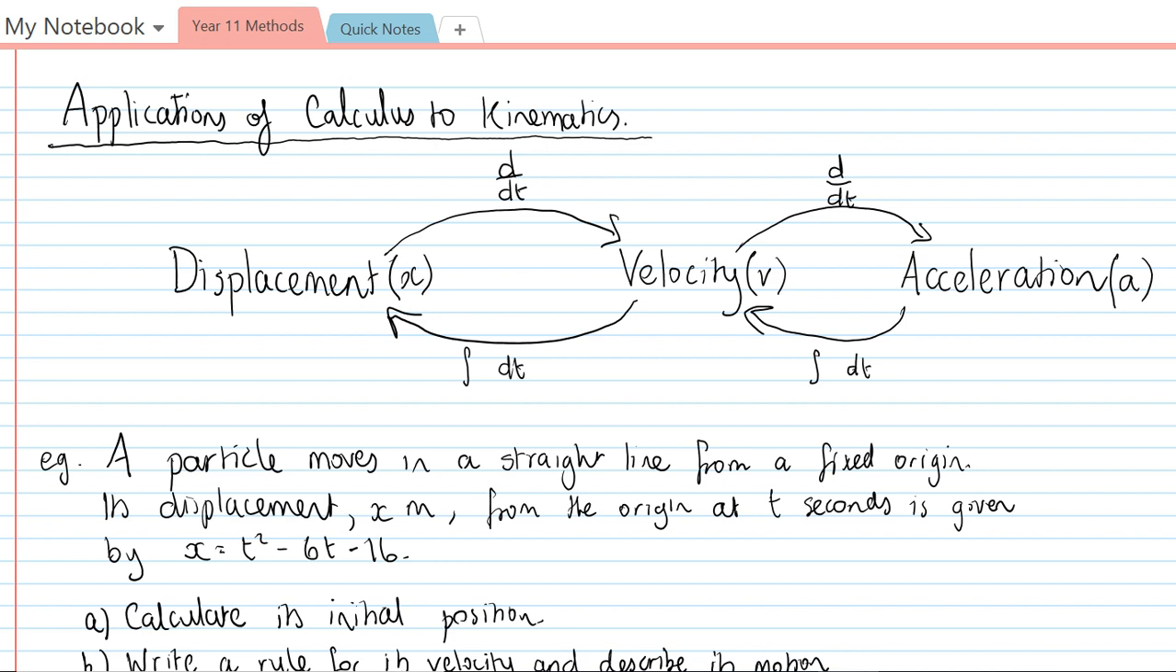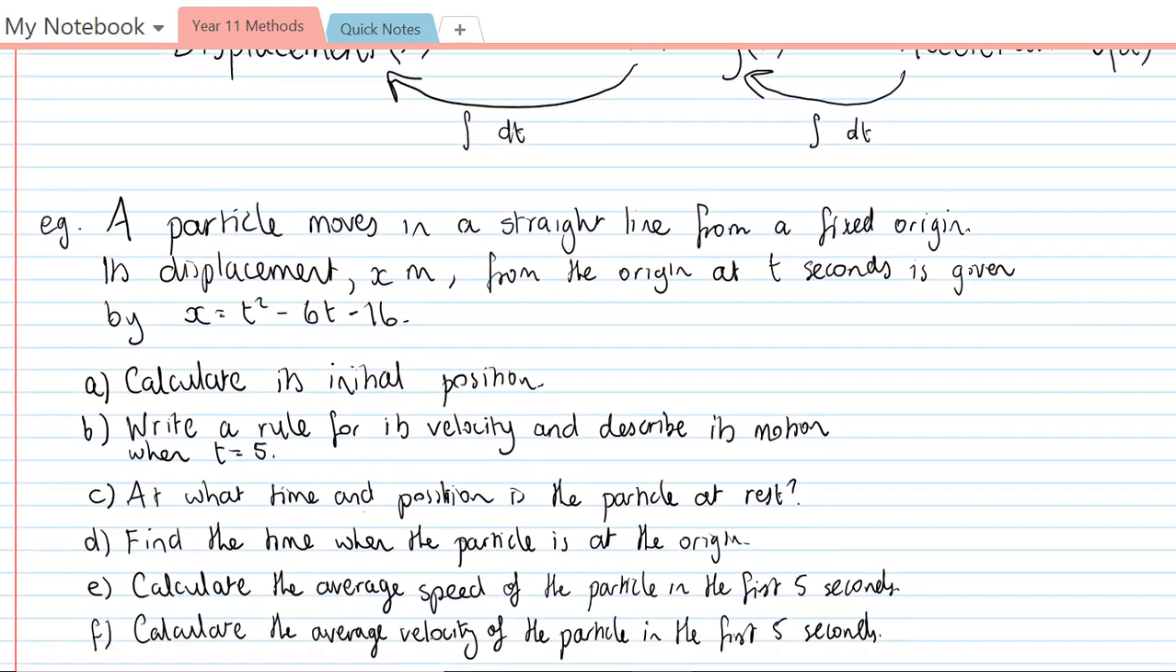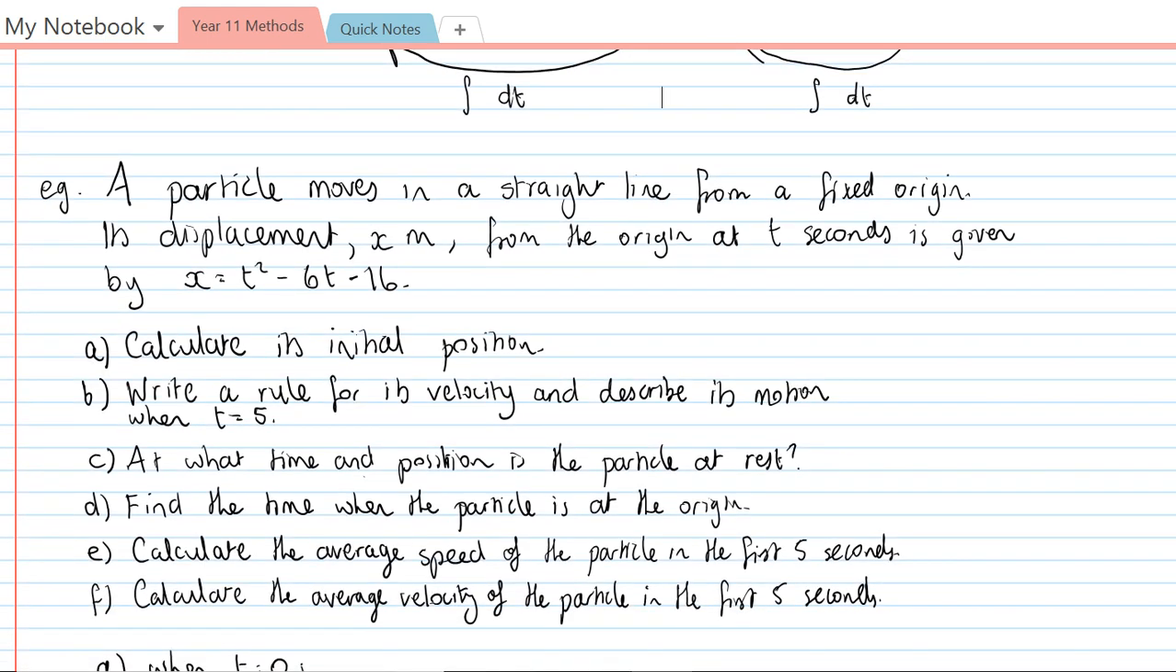Hi everyone, so I'm just continuing the video on applications of calculus to kinematics, and we're going to have a look at the last two parts of this question. These last two parts are going to use a lot of the information that we found in previous sections. So we need to, in this part, calculate the average speed of the particle in the first 5 seconds, and then calculate the average velocity of the particle in the first 5 seconds.